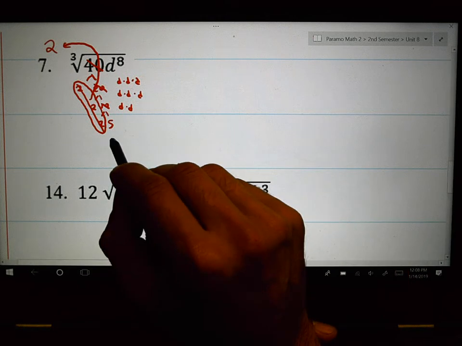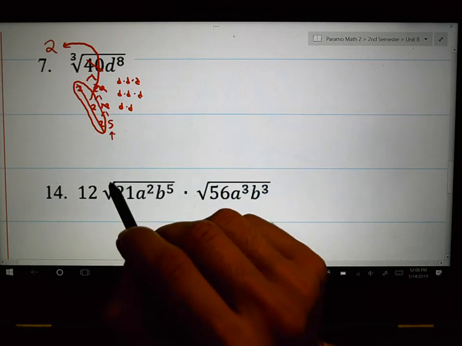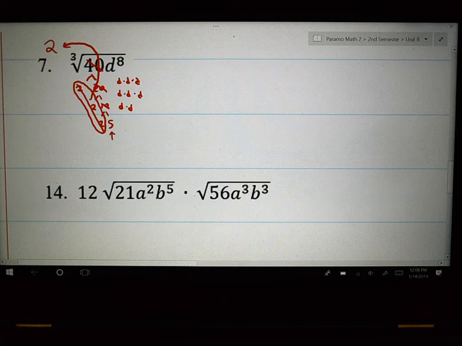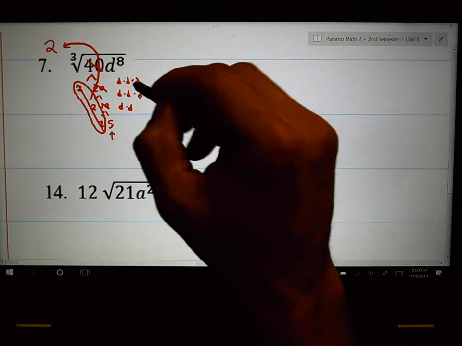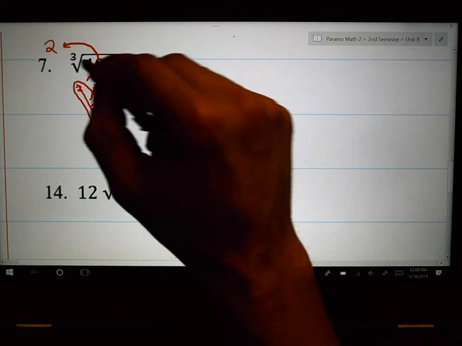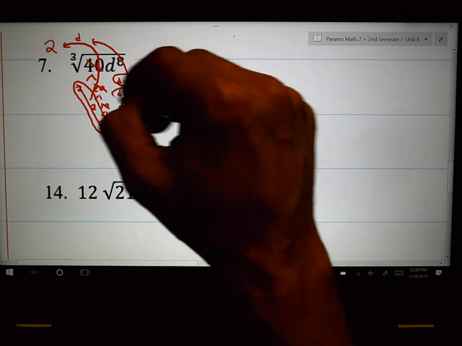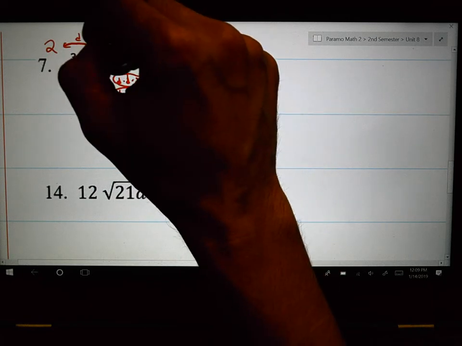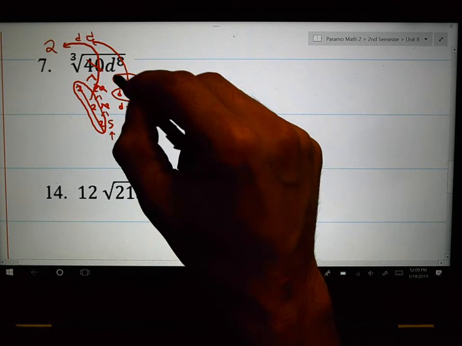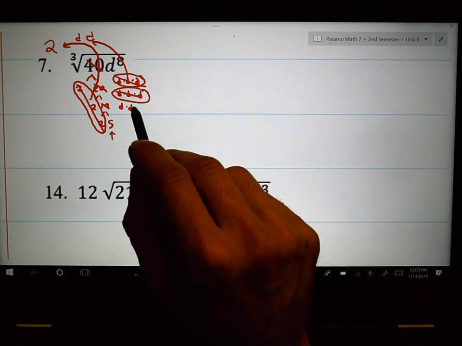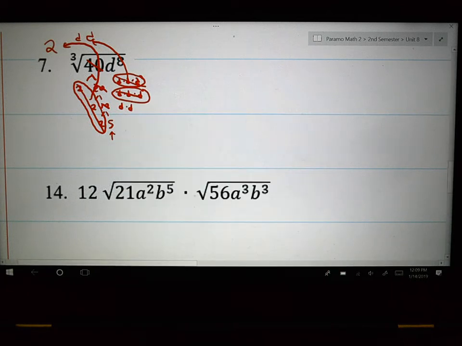There is a 5. It's still inside. It doesn't have 2 other factors, so it's going to stay inside. But then I have 3 factors of d and another 3 factors of d. The 2 d's get to pop out. But then these 2 don't have 3 factors. They have to stay inside.